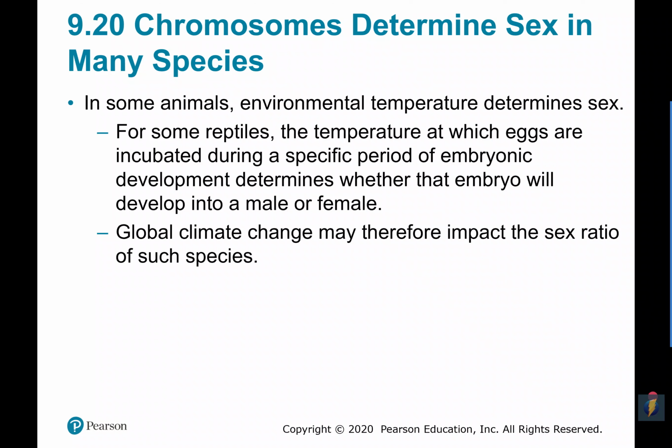And as the global temperature is changing, it is affecting the ratio of males to females in many of these reptile species, which is then affecting the reproduction and sustainability of these different species. Because if you have many more females than males, or many more males than females, the species cannot reproduce properly.